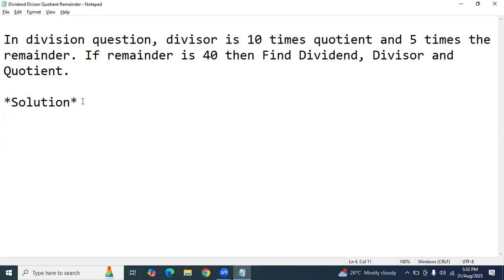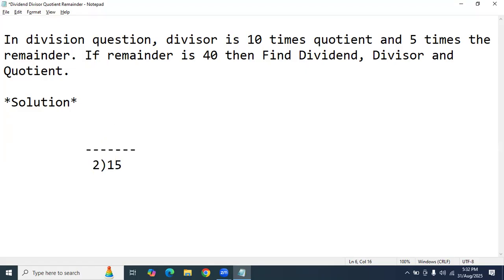Before we solve the question, let's try to understand what we mean by divisor, quotient, remainder and dividend. So let's take a simple example for division. Let's say 15 divided by 2. We are just dividing 15 by 2 with our normal division.